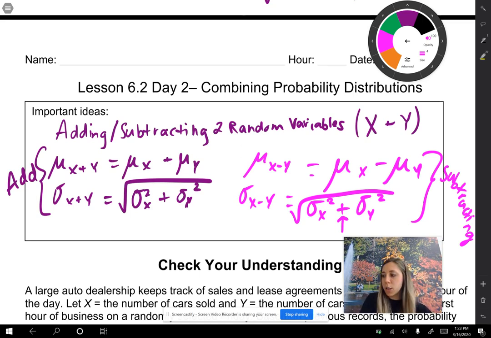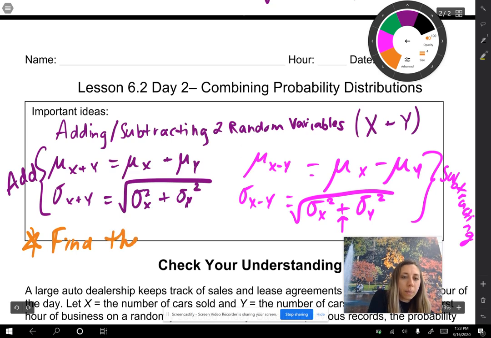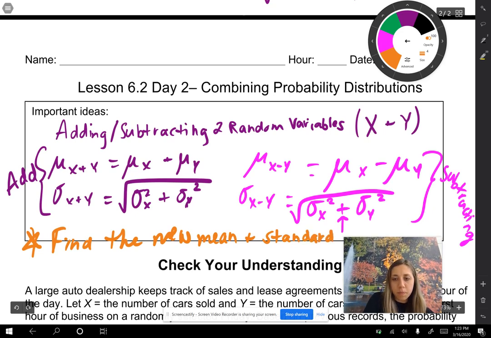So in order to create this new normal probability distribution, what's important for you to remember is that you find the new mean and standard deviation first before you do the problem.